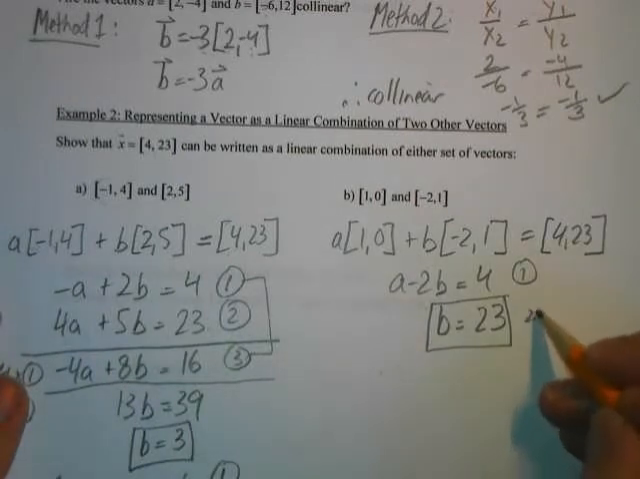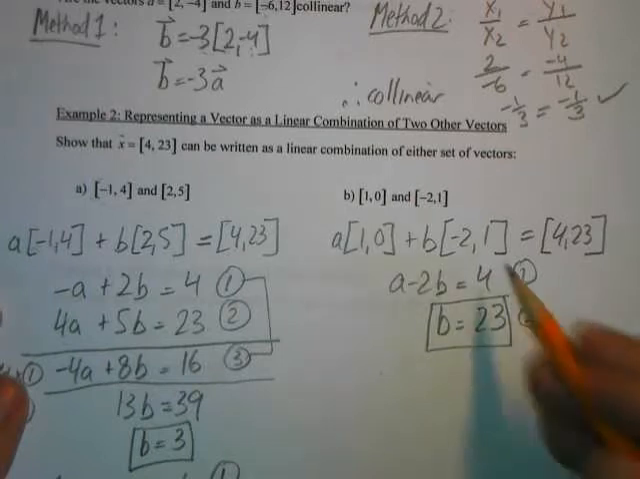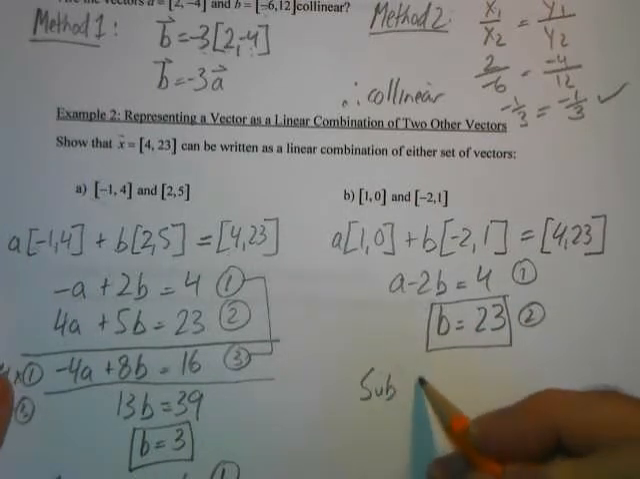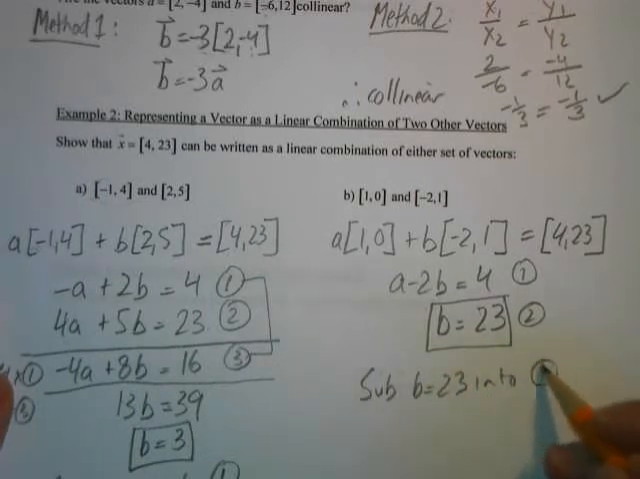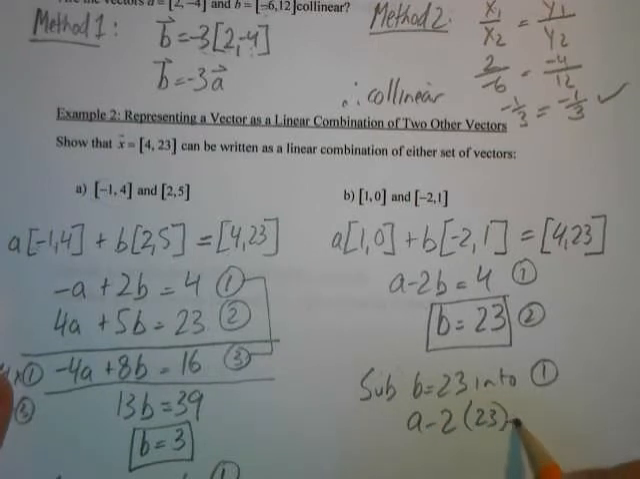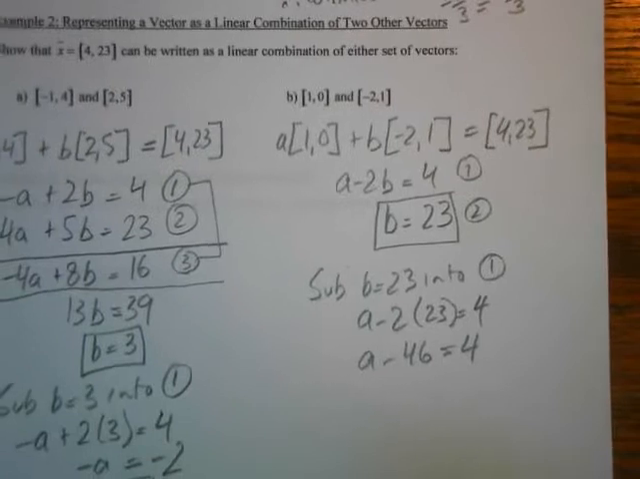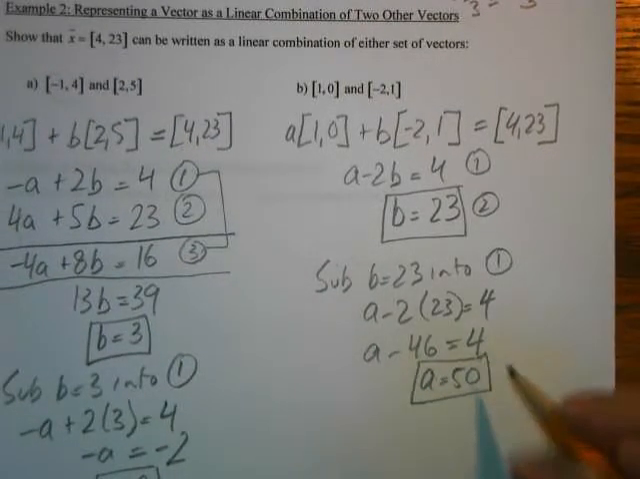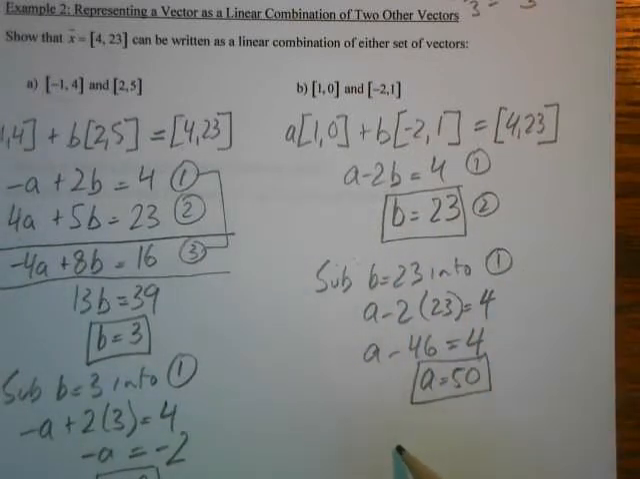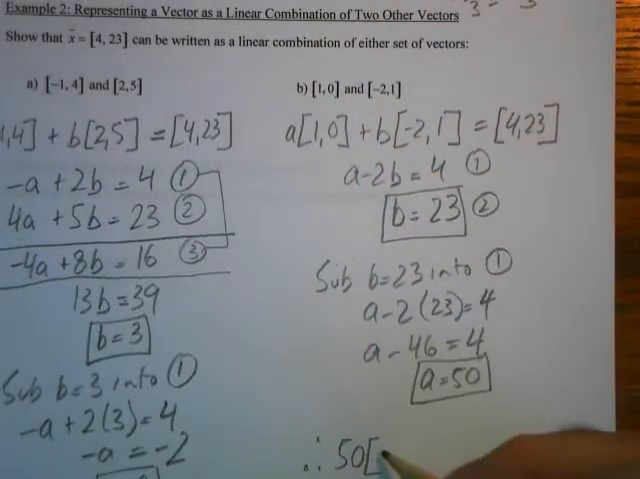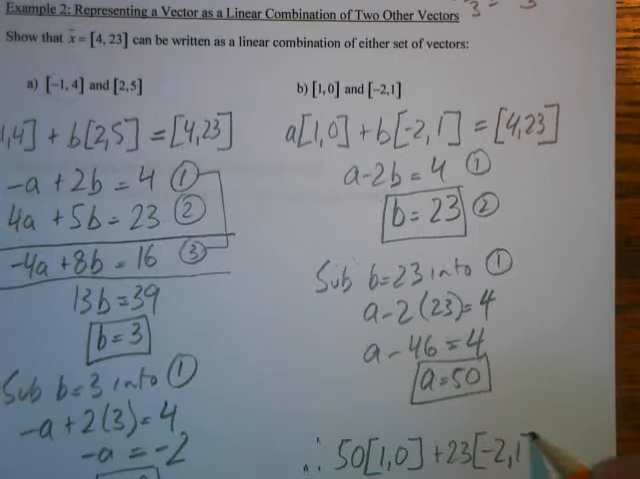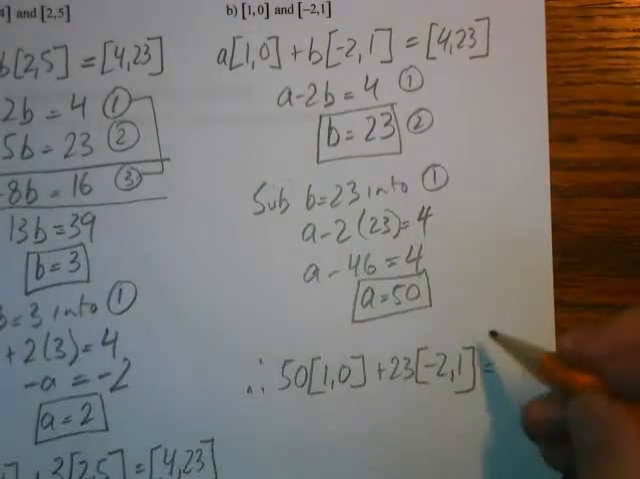And now, I guess I could call that my second equation, but I don't really have to work with these two other than substitute in b equals 23 into the first equation. So a minus 2 times 23 is equal to 4. So a minus 46 equals 4. So add 46 to both sides. We get a equals 50. So there's the second scalar multiple that we need to create vector x. So again, I can write that out. So a is 50 times the first vector's components plus 23 times the second vector's components is going to be equal to 4, 23.